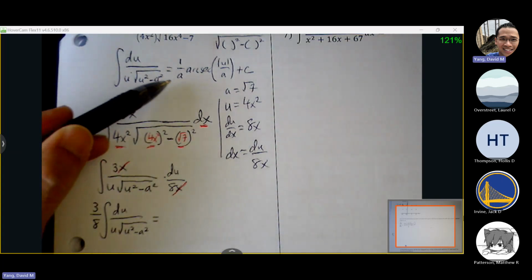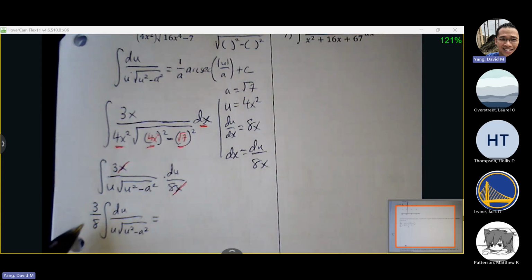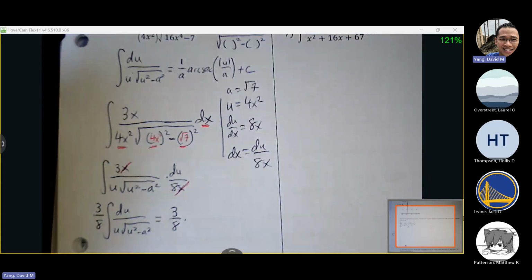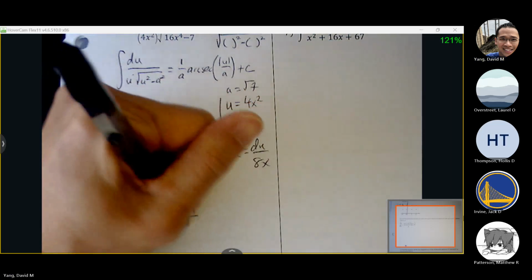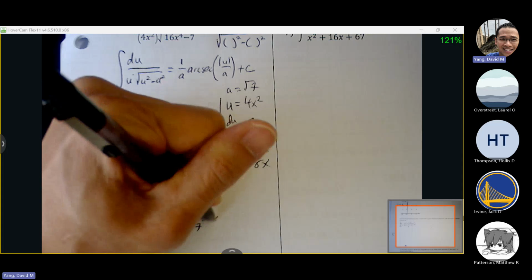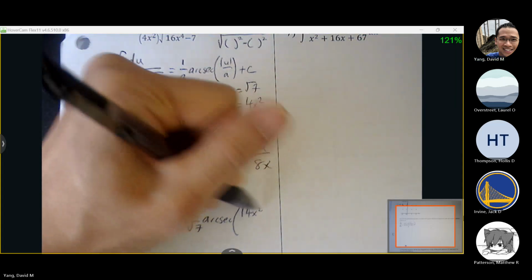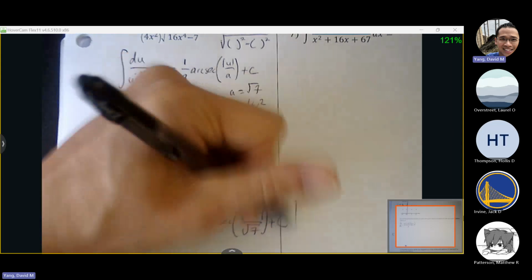All right, so I need to go through my rule for 1 over a, but I need that 3/8. This 3/8 is outside of my rule, but it's a coefficient, so I need that. So 3/8 times 1 over a. My a value is root 7. Arcsecant, absolute value of u over root 7, plus c.